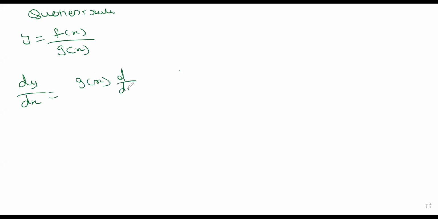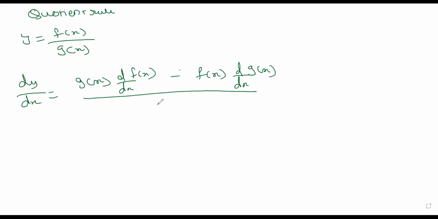Quotient rule. If y is equal to f of x upon g of x, then dy by dx is g of x d/dx of f of x minus f of x d/dx of g of x, whole thing upon g of x bracket square. This is the quotient rule.